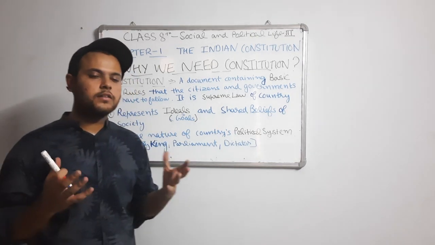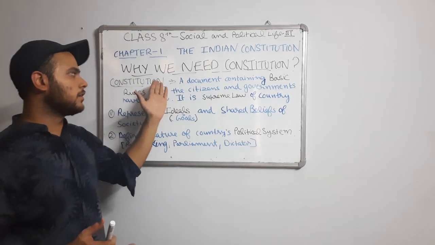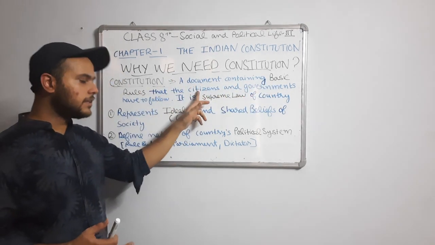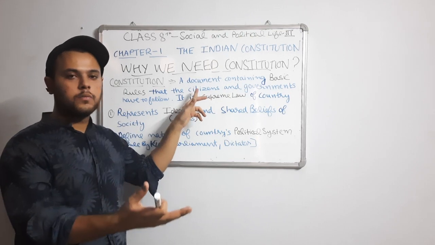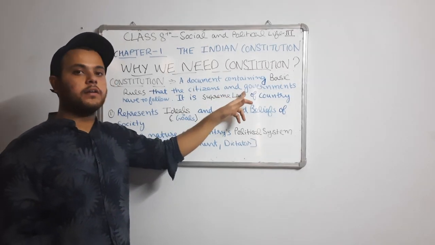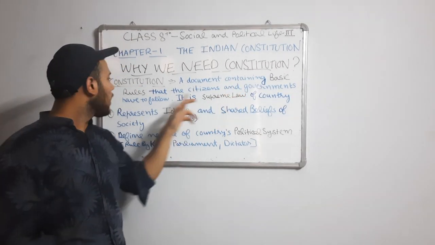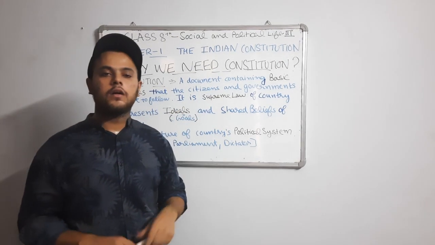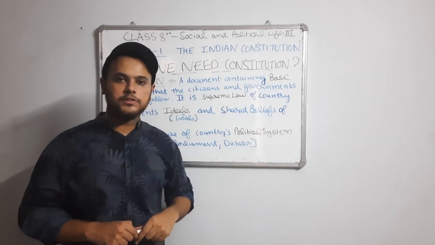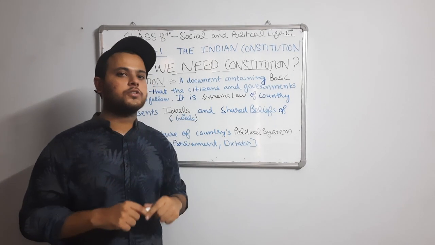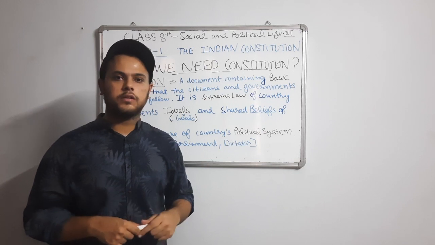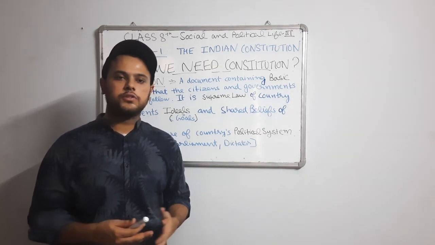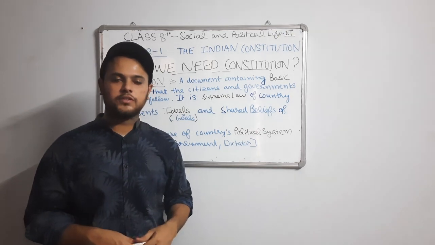So now that you have understood what a constitution is, that it is a document containing basic rules that the citizens, that is you, me and every person in your family, and the government, those sitting in the parliament, have to follow, and it is the supreme law of the country, let us go back to the basic question: why do we need a constitution? Can't we live without a constitution? Can't a country function without a constitution? There are countries which do not have a constitution.